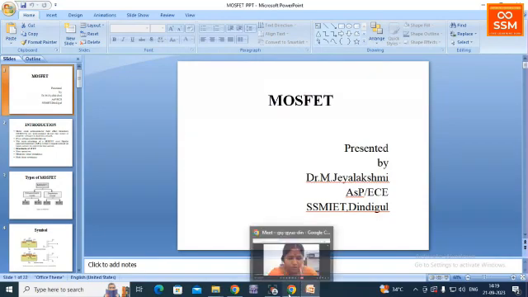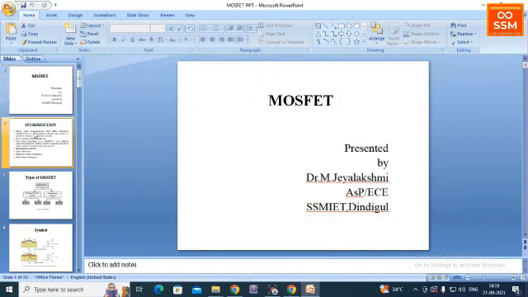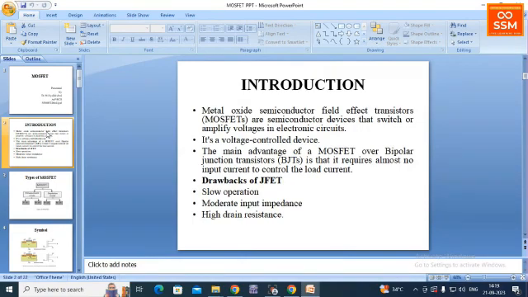MOSFET, as you might know, is a semiconductor electronic device. This MOSFET plays a very important role for switching operation as well as an amplifier, and it is also used in non-electronic circuits. What is the major difference between MOSFET and BJT? BJT is a current control device whereas MOSFET is a voltage control device. The main advantage of MOSFET is that it requires no input current to control the load current. This is the major difference between BJT and MOSFET.